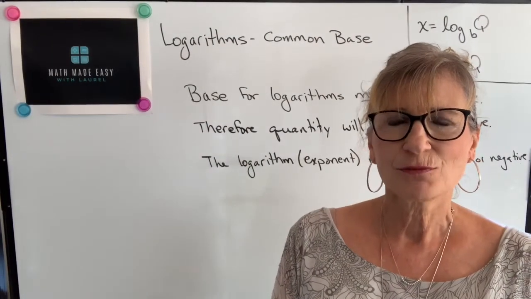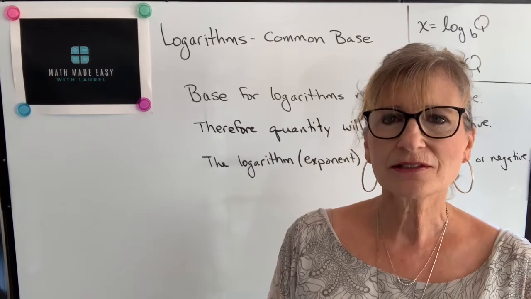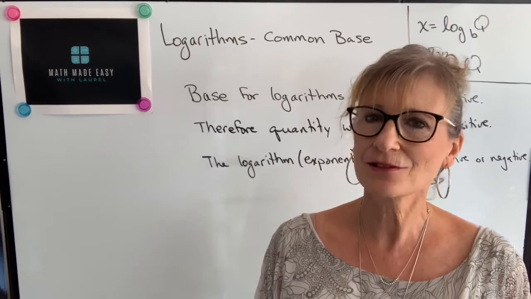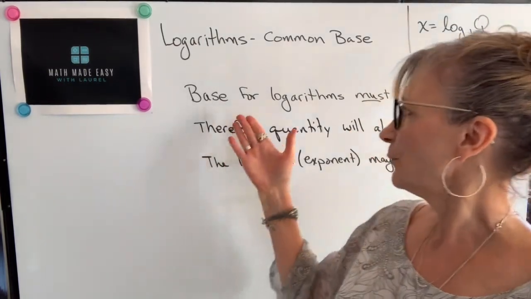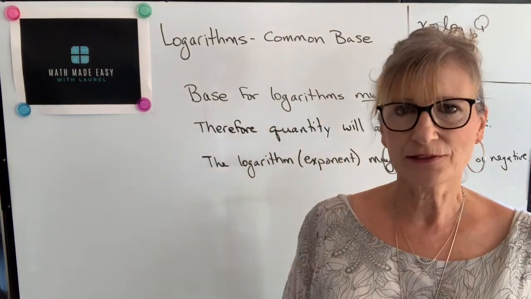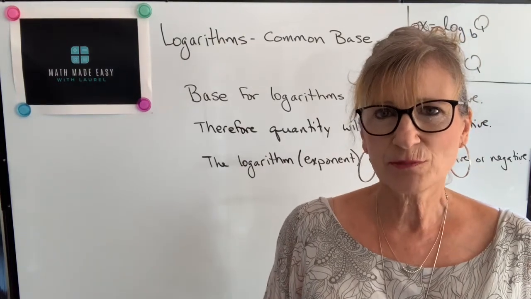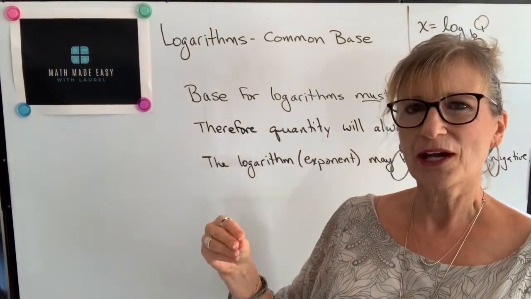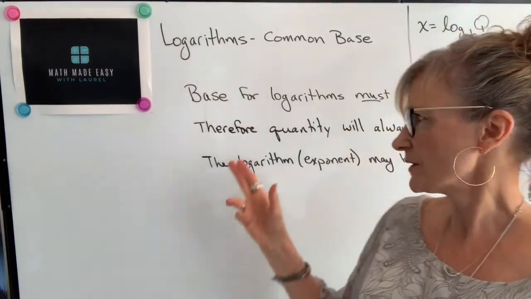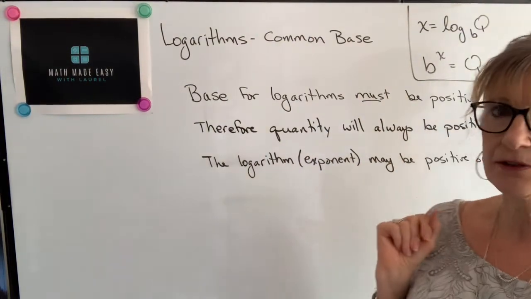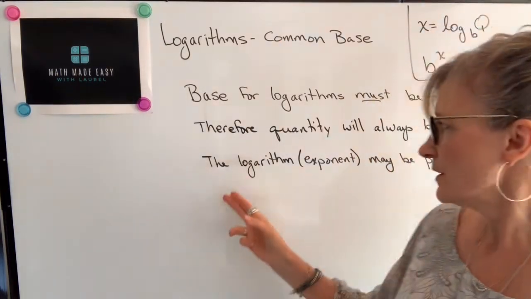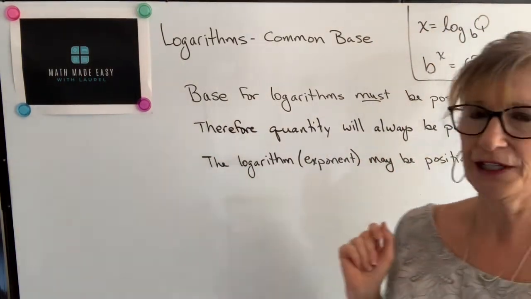In the previous videos we've talked about logarithms with a variety of bases, and we can use pretty well any number for a base as long as it's positive. So that's one thing I wanted to emphasize: your bases for logarithms must be positive. You can't have negative bases. And because your base is always positive, whenever you raise a positive number to an exponent, regardless of what that exponent is, the quantity will also be positive. So your quantity will always be positive. The only thing that's allowed to be negative is the exponent, or in other words, the logarithm.